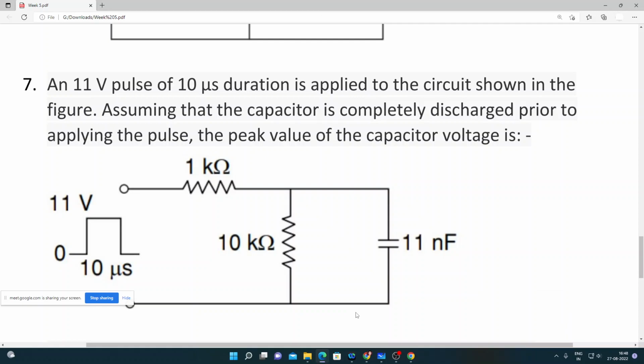Okay, so an 11 volt pulse of 10 microsecond duration is applied to a circuit shown in the figure. Assuming that the capacitor is completely discharged prior to applying the pulse, the peak value of the capacitor voltage is. So an 11 volt pulse, applied for 10 microseconds, is applied across these two terminals. So for that we need to see what is the response of this circuit, and from there we can say what will be the peak value of the capacitor voltage. Alright.